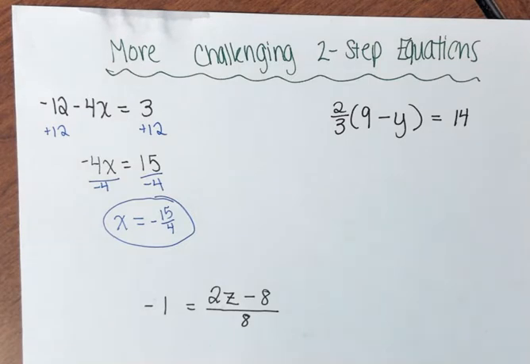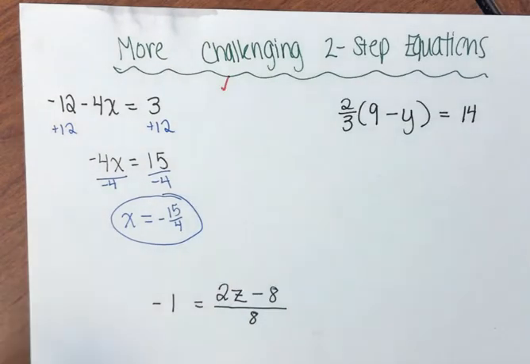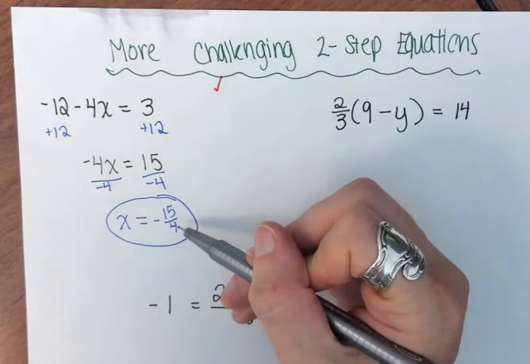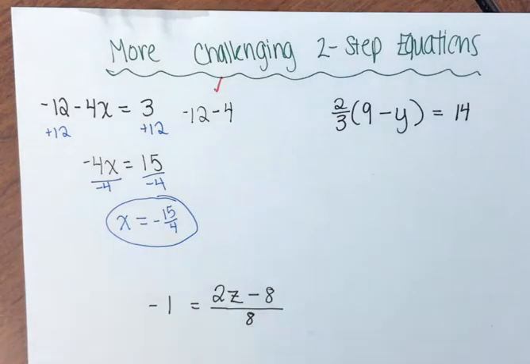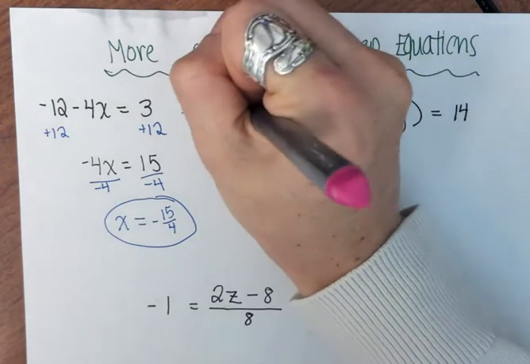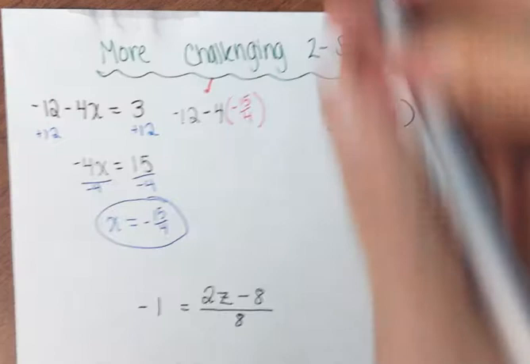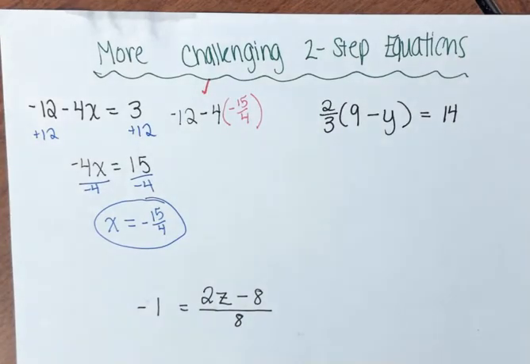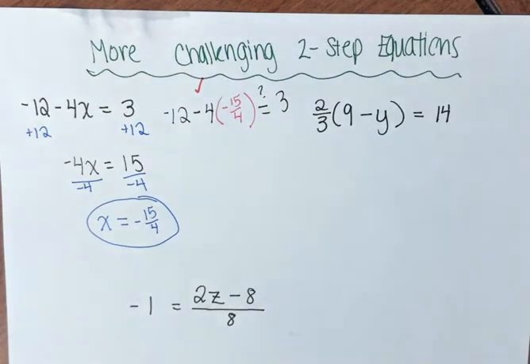Now, if you were to check this, you can check it by hand or in your calculator. To check it by hand, we are going to first substitute the value that we got for x into the equation. So we're going to say negative 12 minus 4, and then in parentheses we'll put our value for x, negative 15/4, and then equals 3, question mark, because we're not really sure, we're just checking.